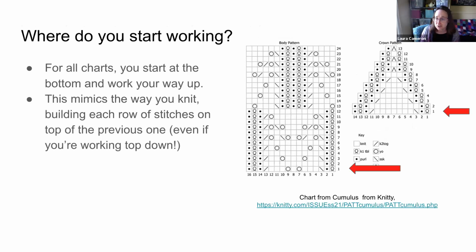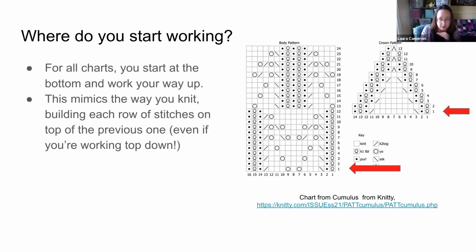So the real question is, where do you start working? Charts are actually read from the bottom up to the top. And that's because, much like in your knitting, you are actually stacking your rows of stitches on top of each other. And even if technically you're, say, knitting a sweater from the top down, you are still knitting the first row first and the second row on top of it and the third row on top of that.